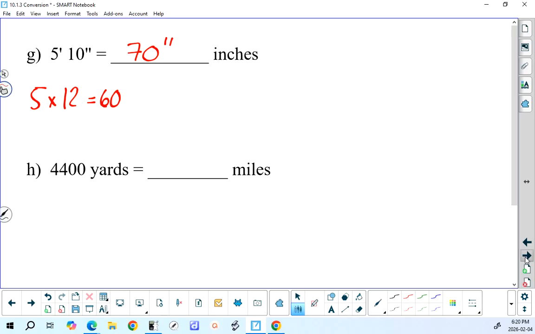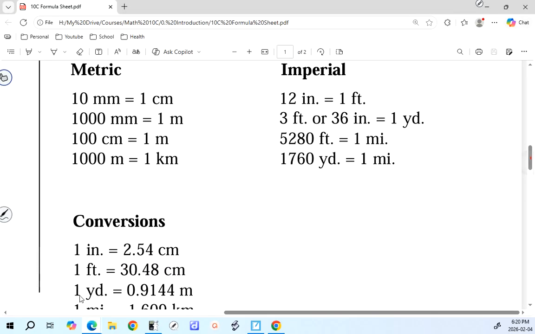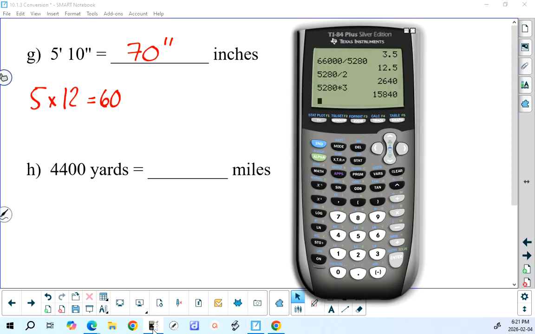Yards to miles, I guess you would set up a ratio. If you look at your formula sheet, up in the top right corner of the screen here, you can see that 1,760 yards is 1 mile. So I'm doing these, I'm just not particularly concerned about spending a lot of time on it. If we divide this by 1,760, you'll get the number of miles. If you want to set up a ratio, you certainly can, but I would just argue that 4,400 yards divided by the number of yards in a mile will give you the number of miles, 2.5 miles.